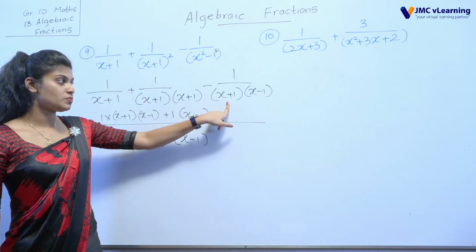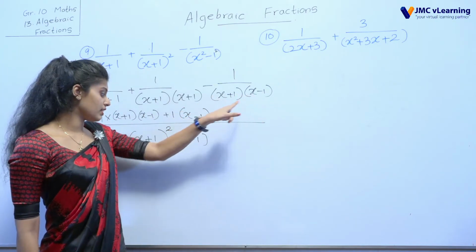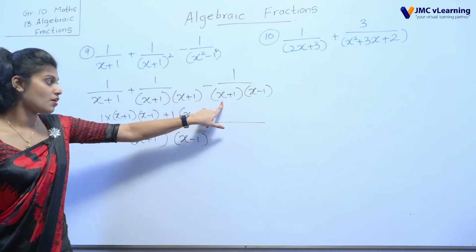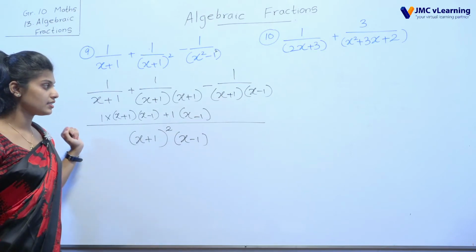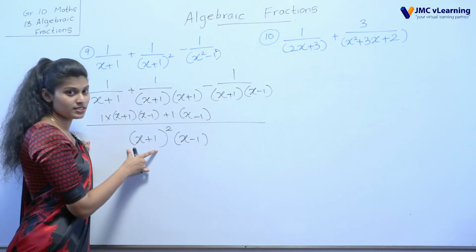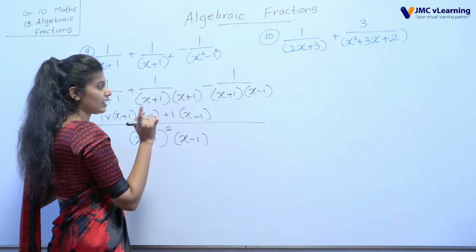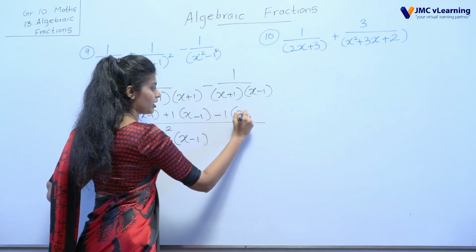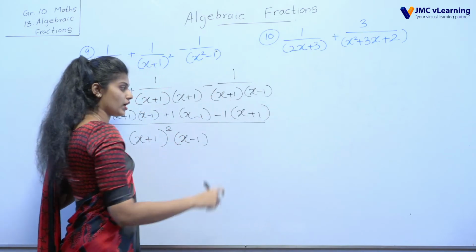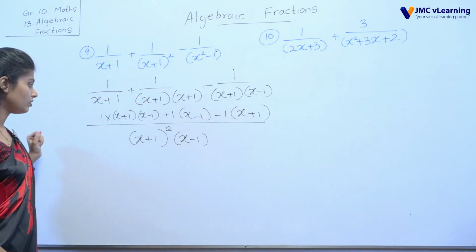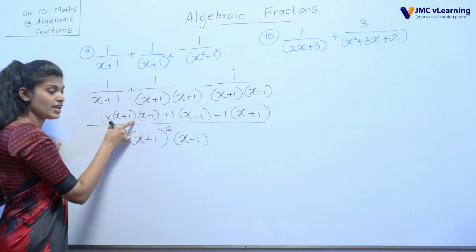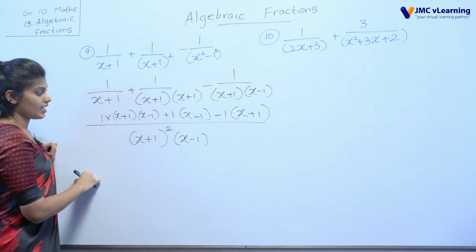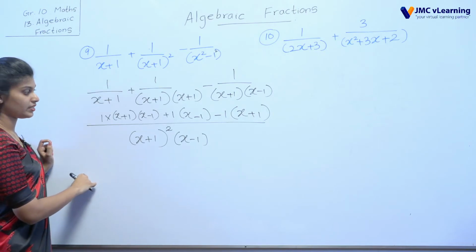Here x plus 1 and x minus 1 are there. Then x minus 1 is there. One x plus 1 you can see in this denominator, so remove one from that denominator. Take one x plus 1. Then minus 1 you have to multiply by x plus 1. Let's simplify that part. You have to multiply x plus 1 and x minus 1. What is the answer? x plus 1 and x minus 1.